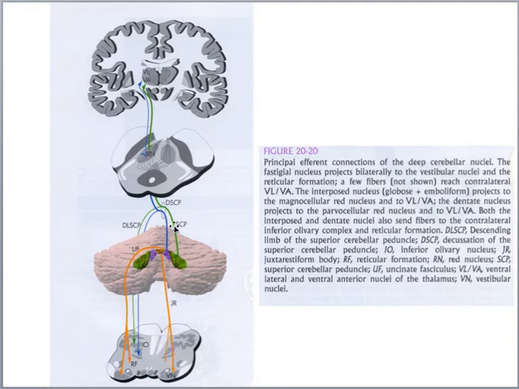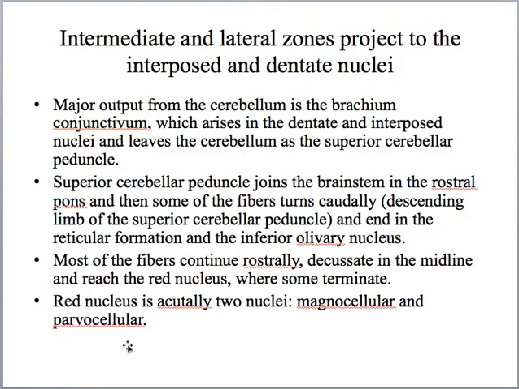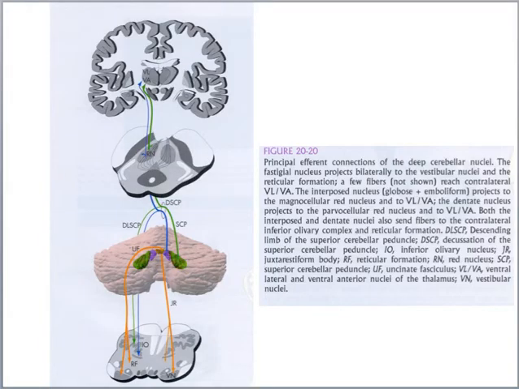So it does cross. Then you also send a descending tract into areas of the medulla. And this descending tract also is going to be contralateral, and this is referred to as the decussation of the descending limb of the superior cerebellar peduncle. But again, it's going to originate from the contralateral side, and it's going to project to areas within the medulla.